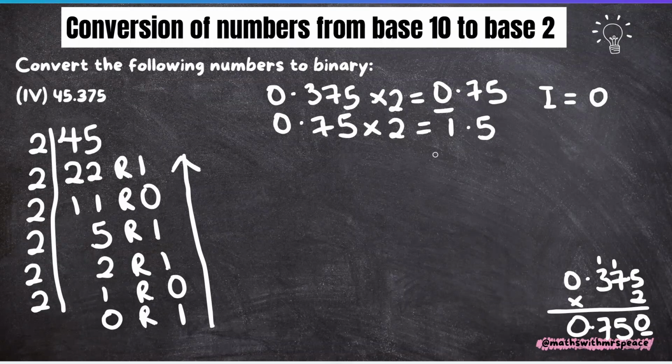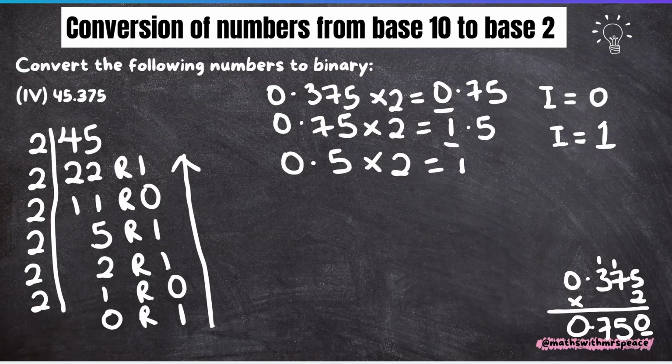That's fine. And of course, we're interested in the integer part. The integer part here is 1. So I'm going to go ahead and store my integer here as 1. And then we take our fractional part. The fractional part here is 0.5. So I'm going to write it here as 0.5. We've left the integer aside, we've taken the fractional part, and I'm going to multiply this by 2. So 0.5 times 2 will give me 1.0. So I'm going to take the integer part here and store that as I equals 1.